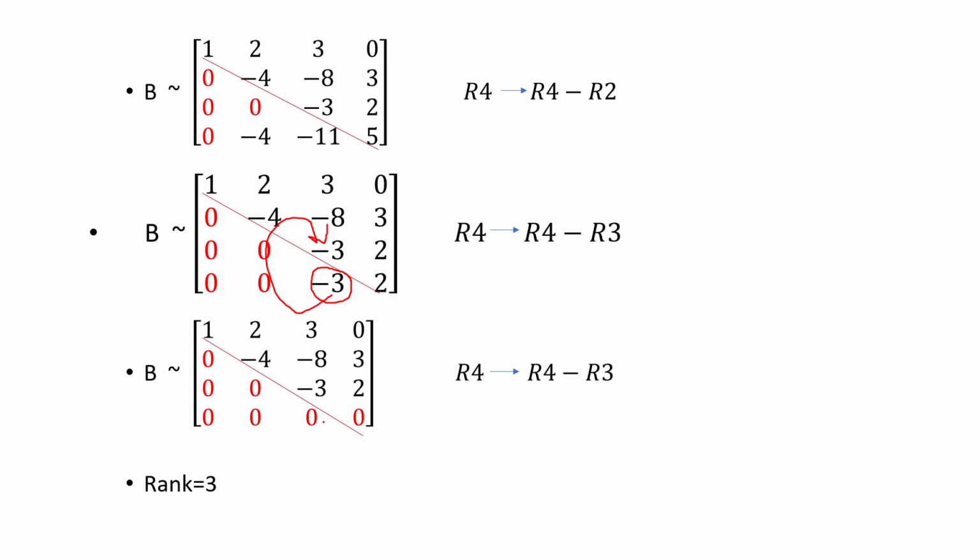Now, just count the number of non-zero rows. Here, the number of non-zero rows I am having is first row, second row, and third row. So the rank is 3.